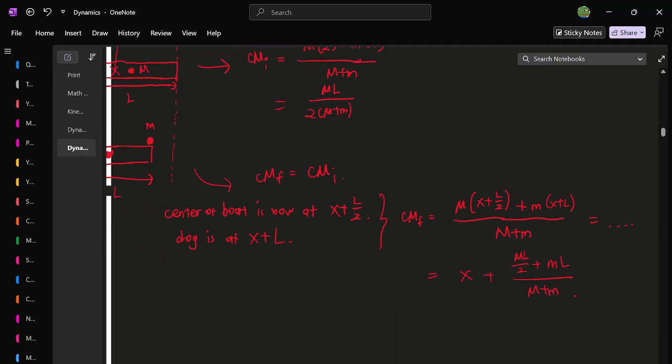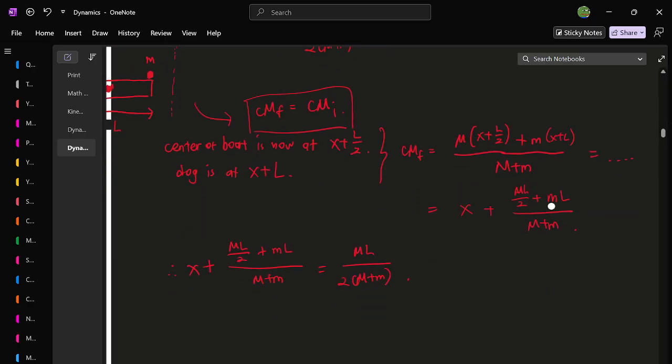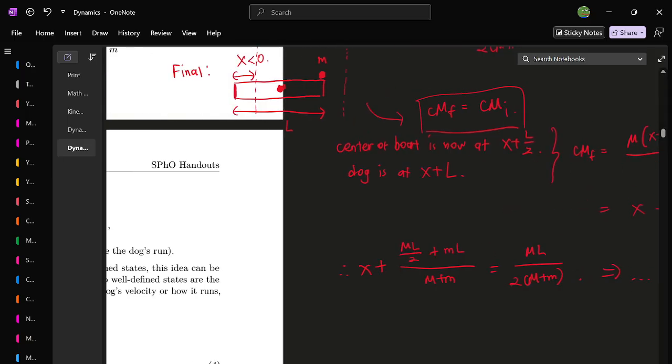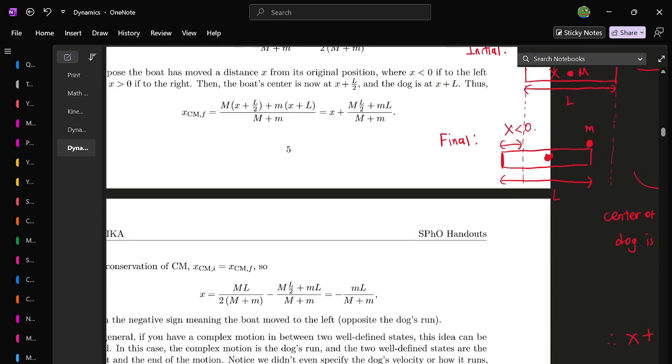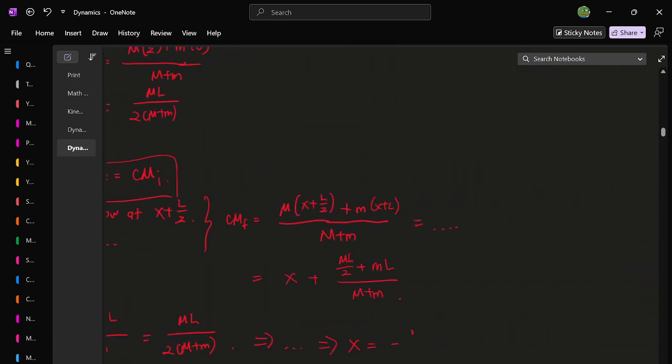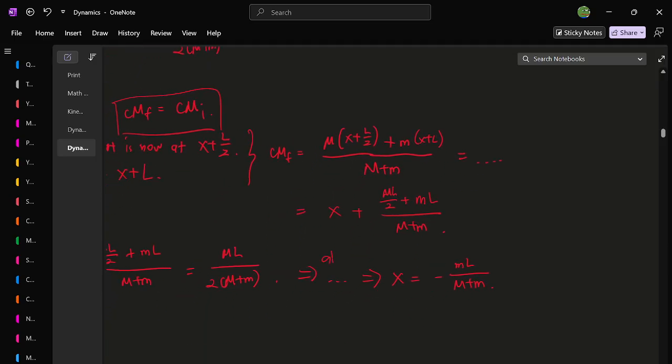Now what's left to do is, using this, we can say that this is true. And with that, with more algebra, we can eventually find x. And your x here is this. A lot of algebra.